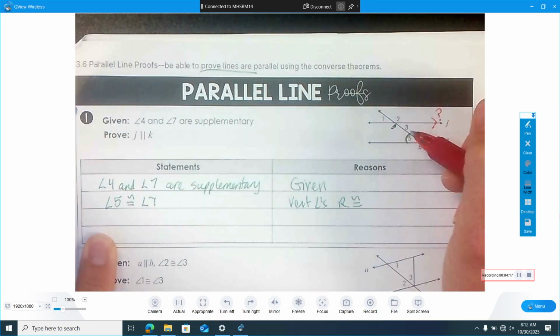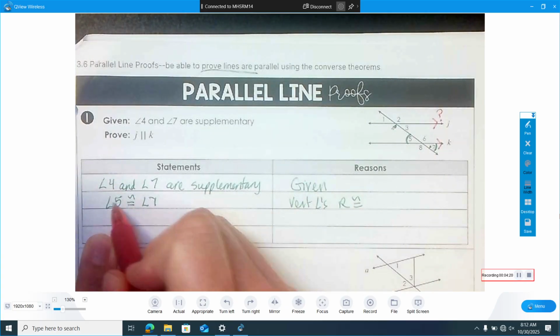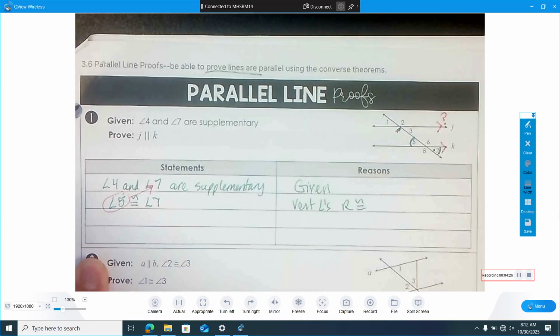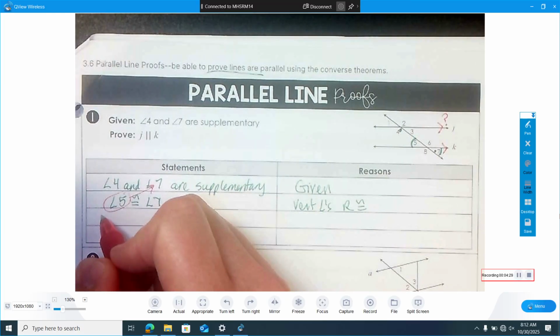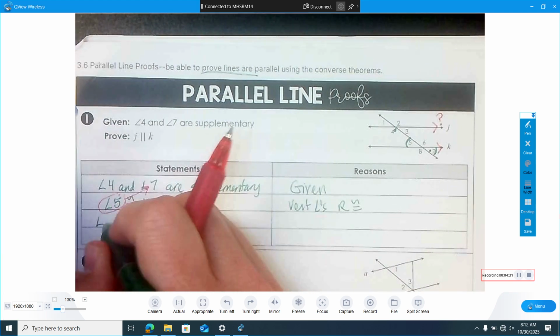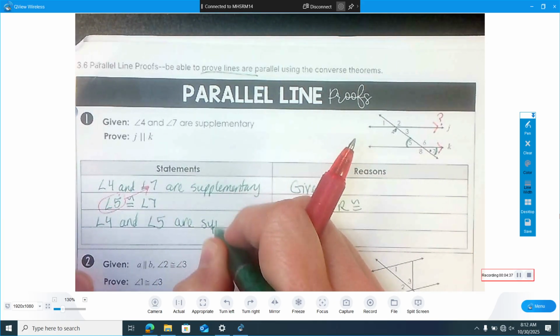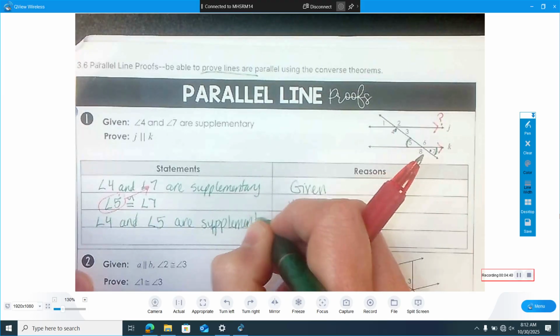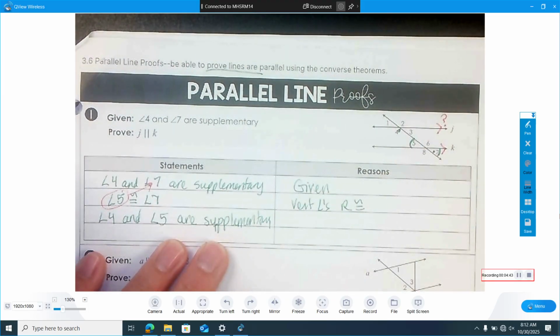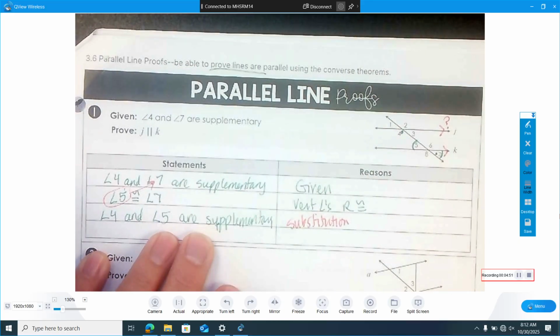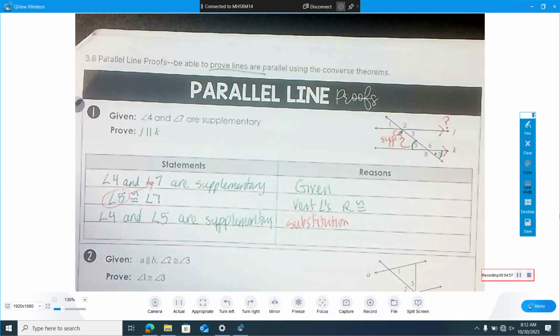So if 5 and 7 are the same, can I maybe do a little replacement here? Yeah? Okay, so then angle 4 and angle 5 now are supplementary. All right, how were we able to make that statement? What did we do? Substitution. All right. And so now we know that angle 4 and angle 5 are supplementary. Hey, that was pretty slick.